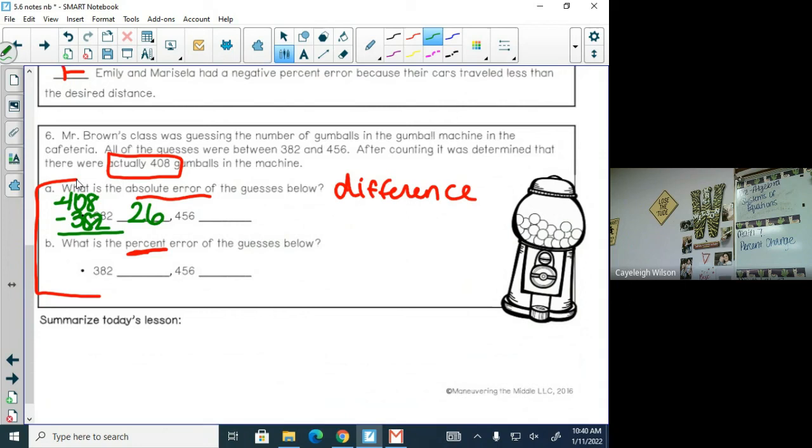And then do I put 382 on top? The change over the exact. How much did it change by? That's what you found on part A, over the exact amount that they told us in the problem.